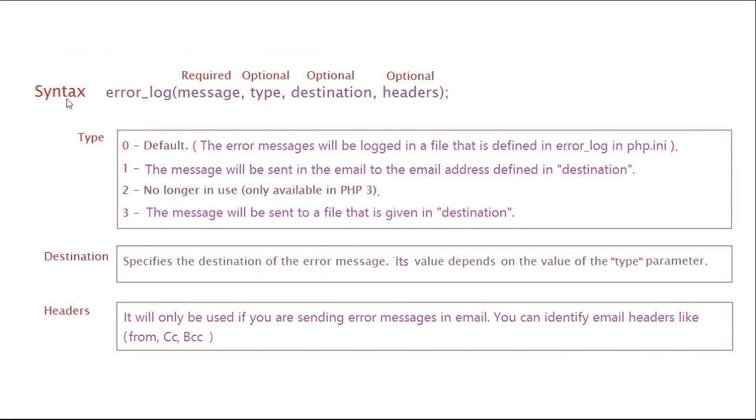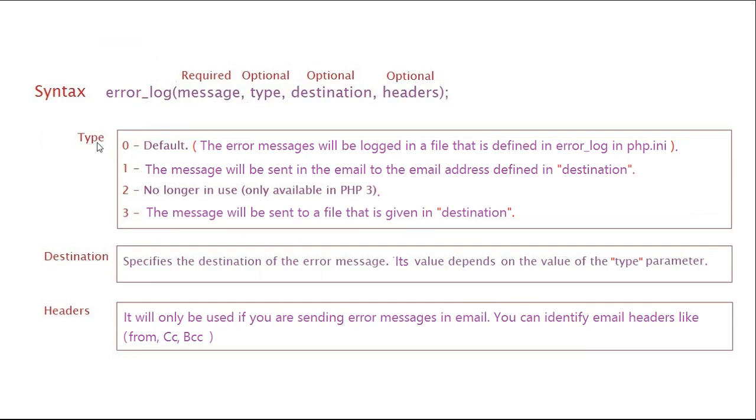Now we will discuss the syntax of the error_log function. It takes 4 parameters: message, type, destination, and headers. Message is required. The other 3 parameters, type, destination, and headers, are optional. Message is your own message that you want to log.